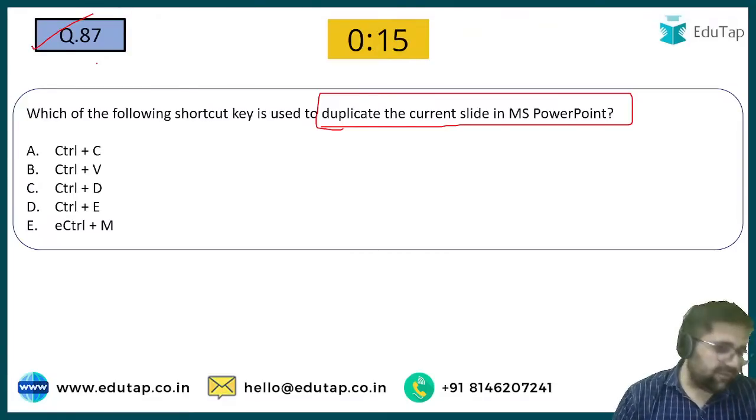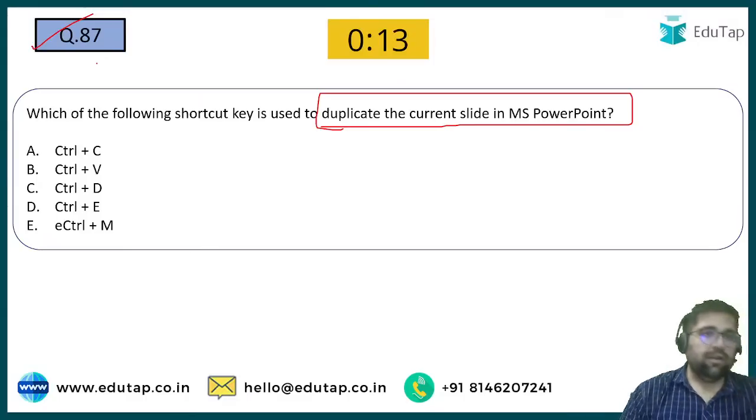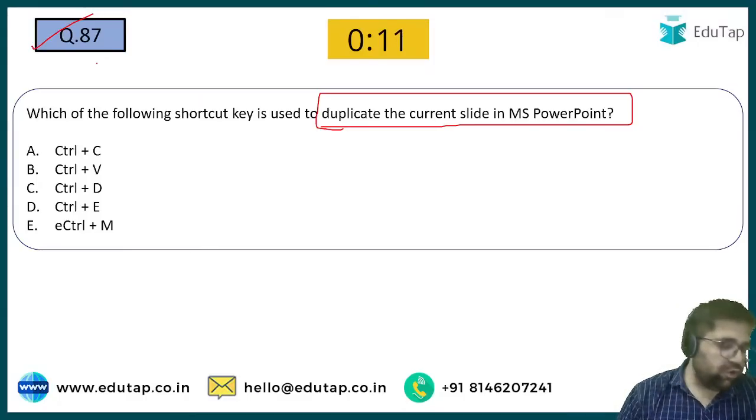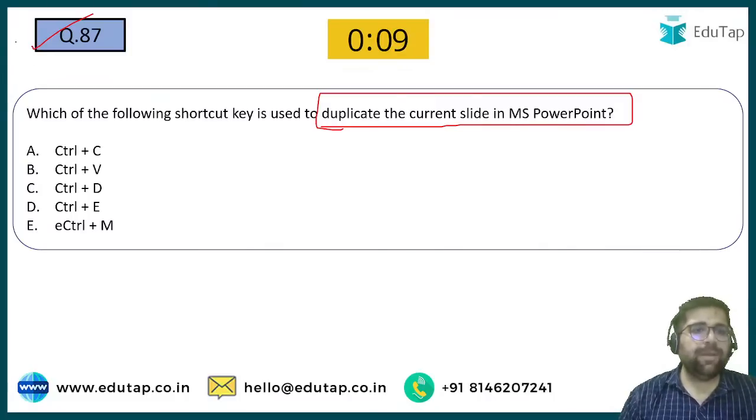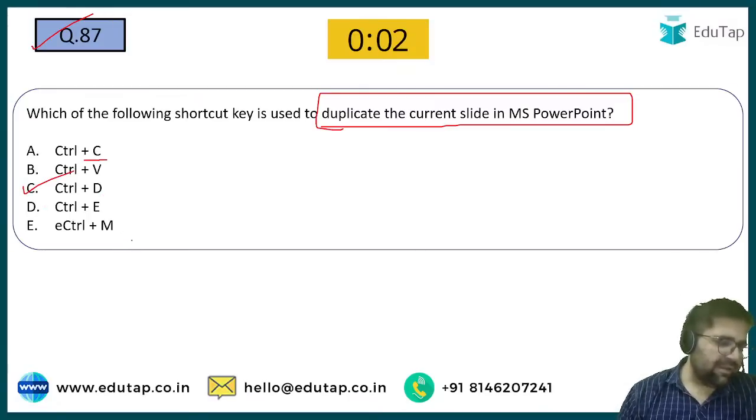Okay, question number 87. Which of the following is a shortcut to duplicate? Remember, duplicate, not copy. Here, Control C is for copy, most of the time. For duplicate, it will be option C.